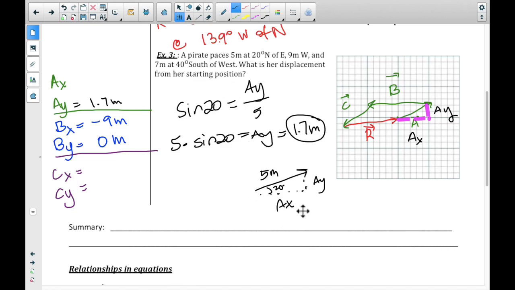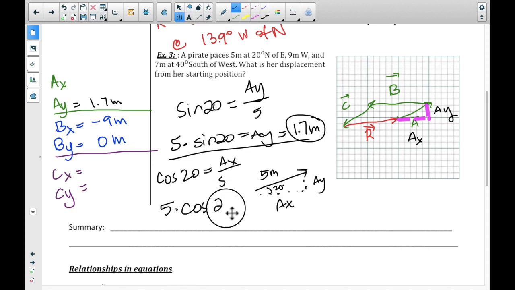Okay, A sub x, at this point I could either do Pythagorean theorem or I think it's actually faster to do cosine at this point. So I'm going to take the cosine of 20 is adjacent over hypotenuse. And so that's 5 times the cosine of 20 is equal to A sub x. So again, I'm going to do that on my calculator in degree mode. And I get 4.69, we'll call that 4.7. So that's how I'm going to break it down into components.